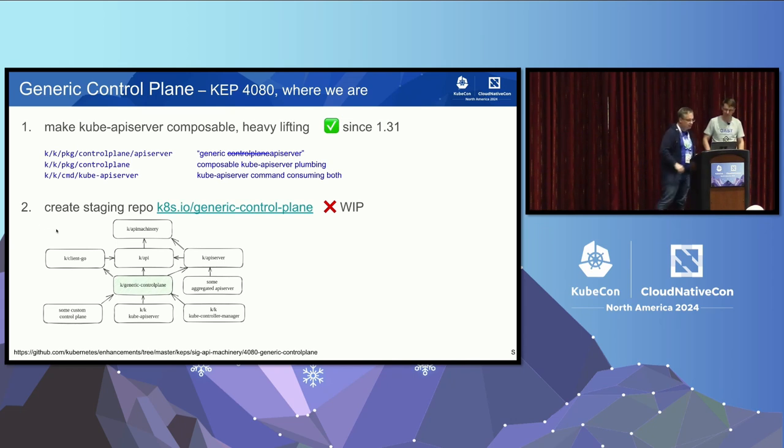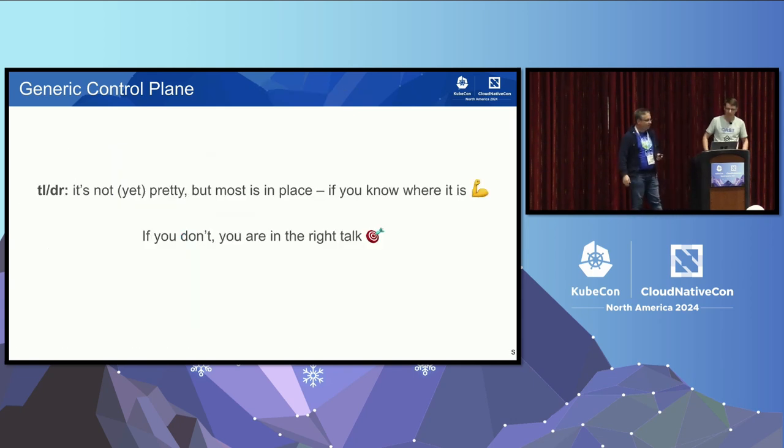There's a second part in the cap about a staging repository. Hasn't been done either. So this is basically the movement. So everything you see in the first line, the control plane API server, will likely move into such a staging repository eventually. It's a work in progress, there are discussions, but nothing has merged yet. Anyway, the important step is the first one because this enables basically everything already. And don't be afraid if you don't know where everything is in the code, we will explain big parts of that. So you're in the right talk if you want to learn how to construct a generic control plane.